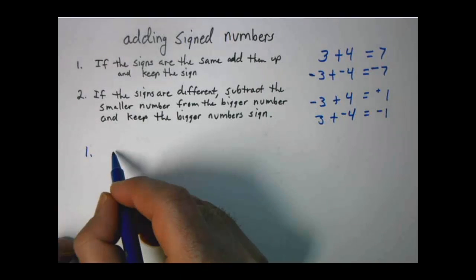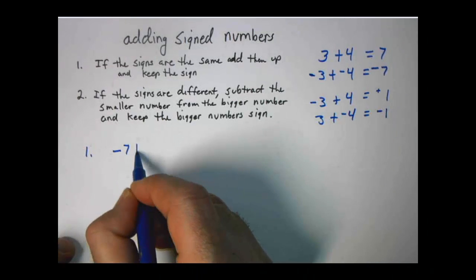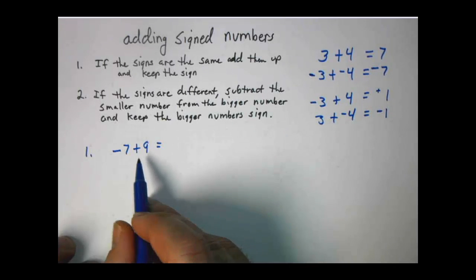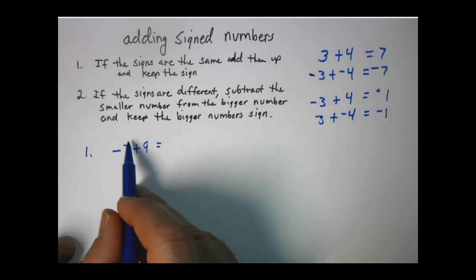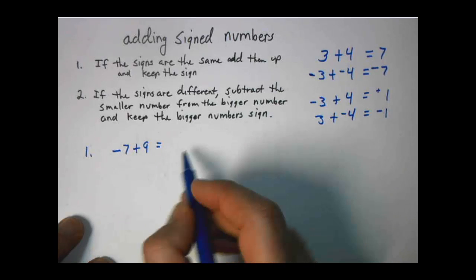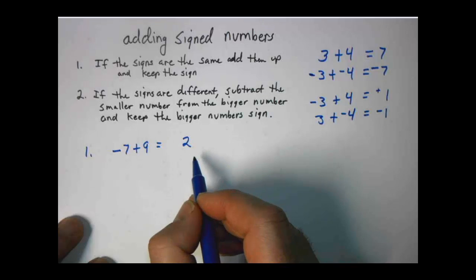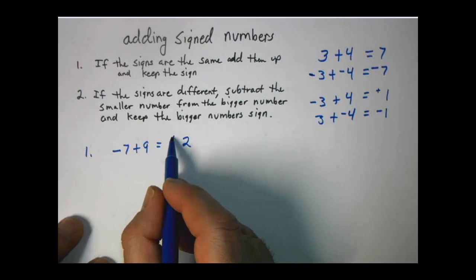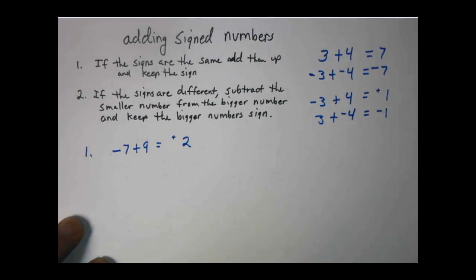So problem number 1 here is negative 7 plus 9. Using our rules, the signs are different. This one's negative, that's positive. So we subtract the smaller number from the bigger number. That's 2. 7 from 9 is 2. The bigger number's sign is positive. Therefore, this is a positive 2.